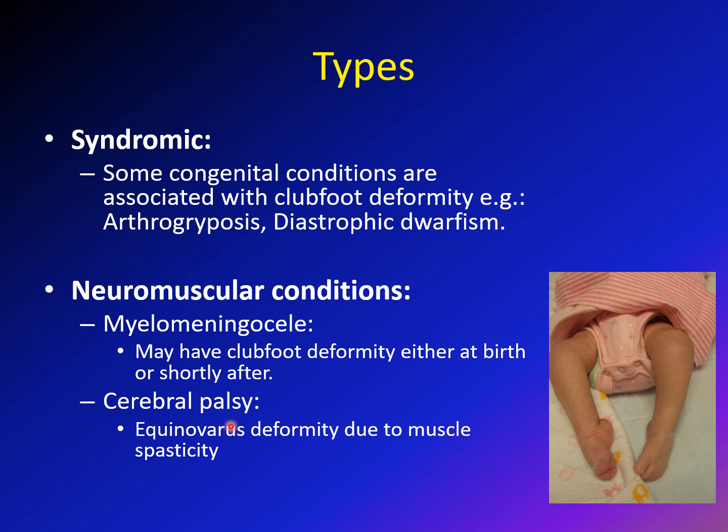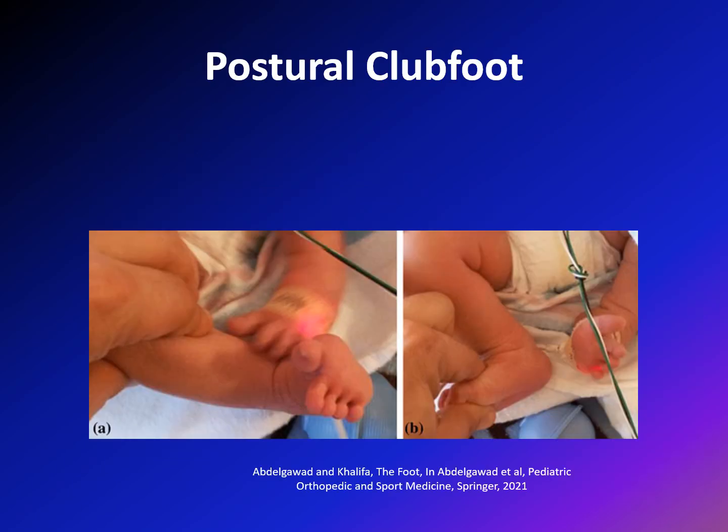And the neuromuscular clubfoot can happen with myelomeningocele, which is basically spina bifida, and this can be present at birth or shortly after. And in cases of cerebral palsy, the patient may have equinovarus deformity. However, this does not present at the time of birth, and it will present later in life. So these are the 4 types: idiopathic, postural, syndromic, and neuromuscular, that will have a foot that looks like a clubfoot.